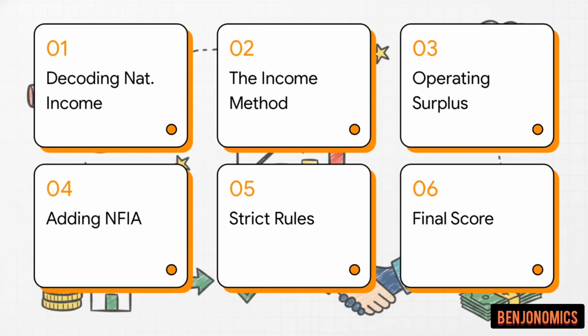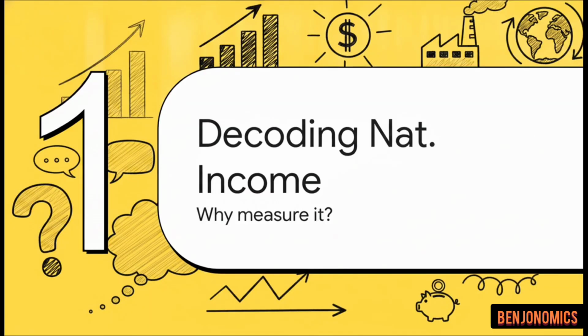Well, here is our roadmap for today to figure that out. First, decoding national income. Second, the income method explained. Third, unpacking operating surplus. Fourth, adding NFIA to the mix. Fifth, strict rules and precautions. And finally, number 6, calculating the final score. Let's start with part 1, decoding national income.